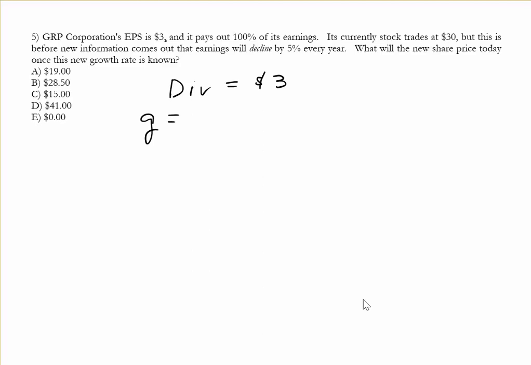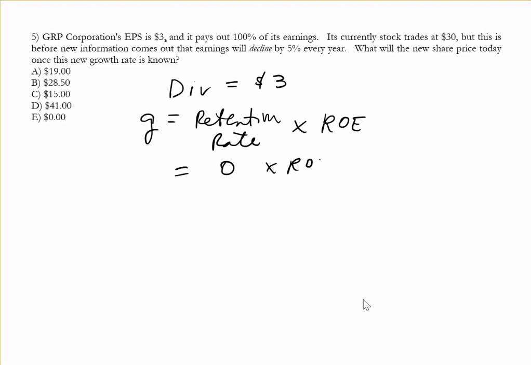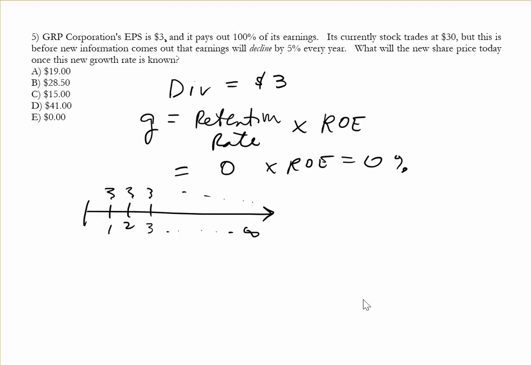Recall the formula. The growth rate of dividends and also earnings per share is the retention rate times the company's return on investment, which we typically proxy with return on equity. Now, if you're paying out everything as dividends, the retention rate is 0, and therefore the growth rate is 0. So therefore we know that this stock currently pays $3 in dividends as well as earnings, and that doesn't increase.